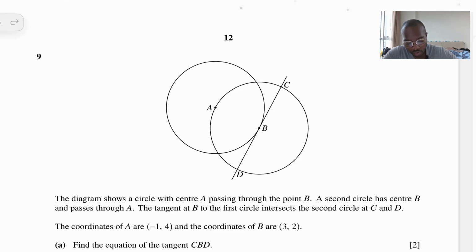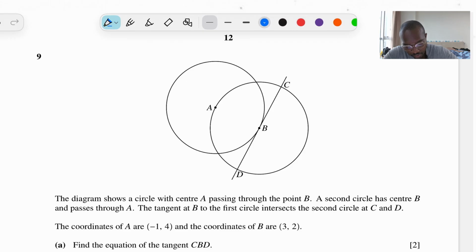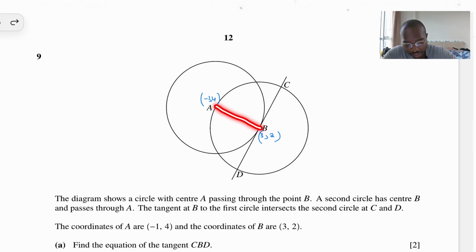And we're also told that this point is minus 1, 4, and this point here is 3, 2. So how can we find that equation? Well, if you think about it, if we can work out the gradient of this line, which we can because we know the 2 points at the centers, there's a right angle forming. And what does that mean?